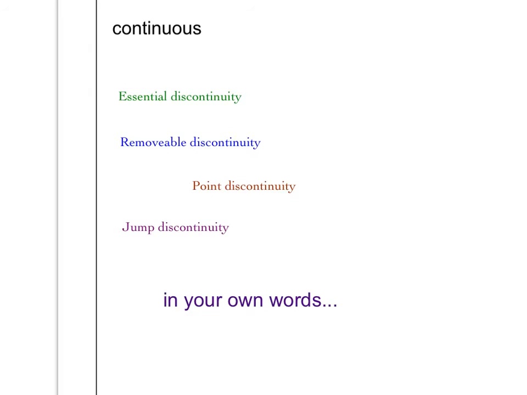So, if we think about it intuitively, we know a function is continuous if I can draw it without having to pick my pencil up. We've just gone over 4 different kinds of discontinuity: an essential discontinuity, a removable discontinuity, a point discontinuity, which is a kind of removable discontinuity, and a jump discontinuity. In your own words, try to explain or describe what each kind is. In each of these cases, you should see how you have to pick your pencil up to draw the picture of the graph.